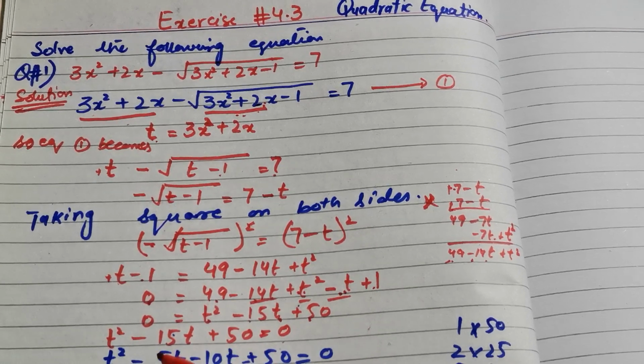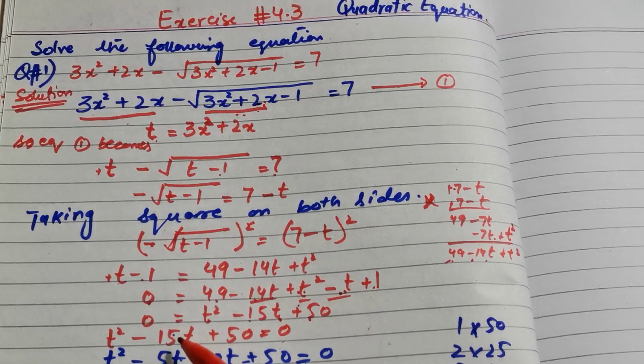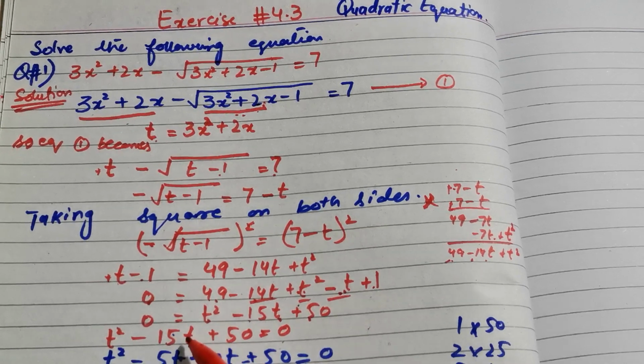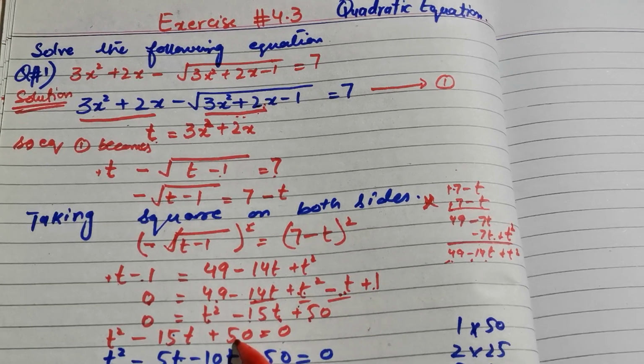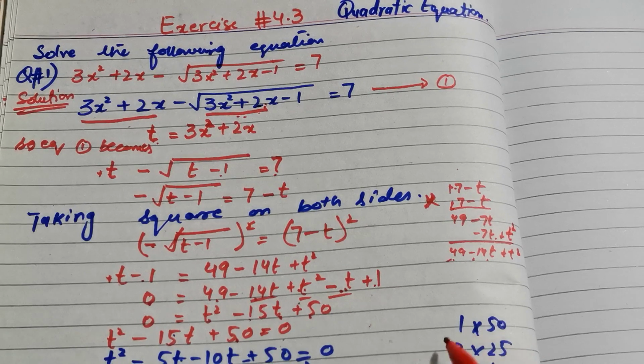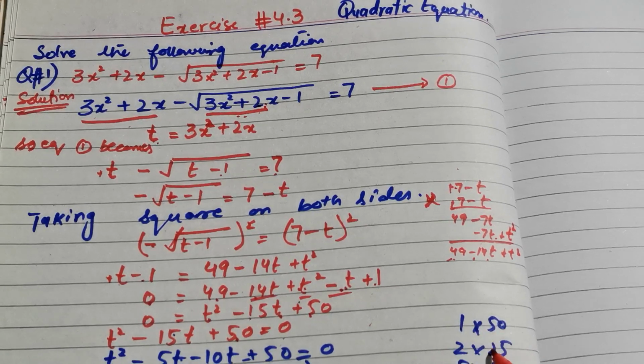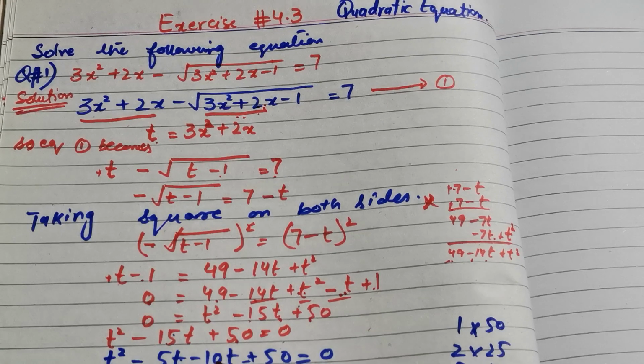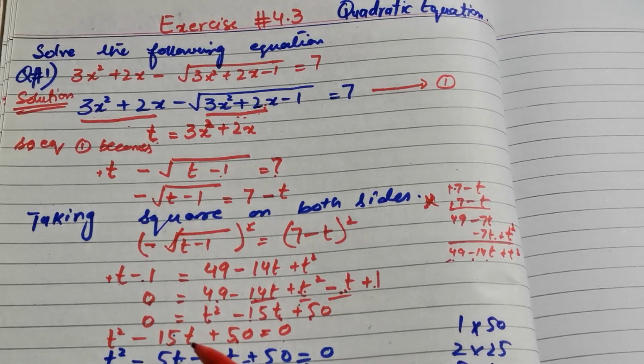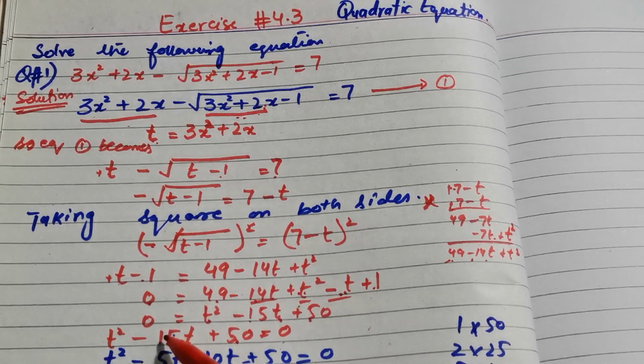Now we will break the middle term. How to break the middle term? By making factors of 50. 2 ones are 2, 2 fives are 10, 5 tens are 50. So the factors are 5 and 10. 10 plus 5 is 15, and 10 multiplied by 5 is 50, so minus 5 and minus 10, giving minus 15.